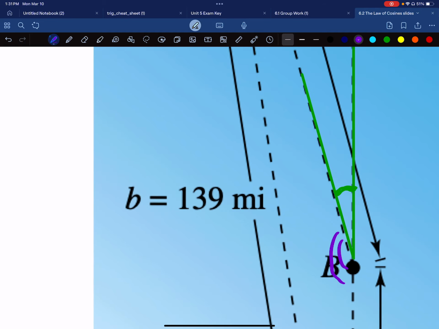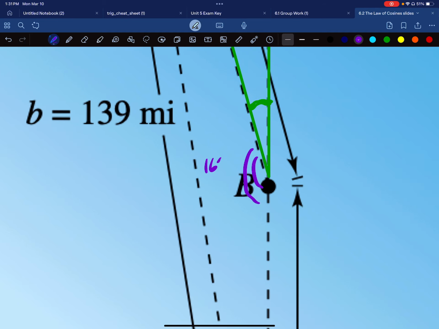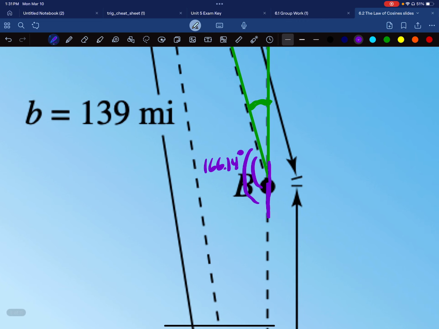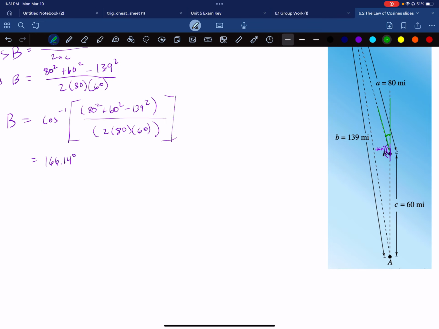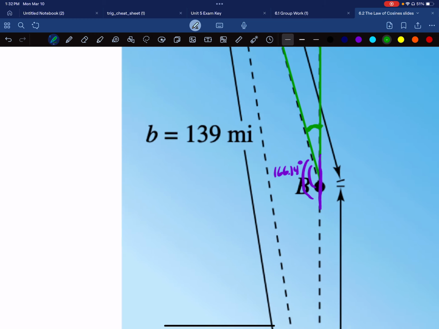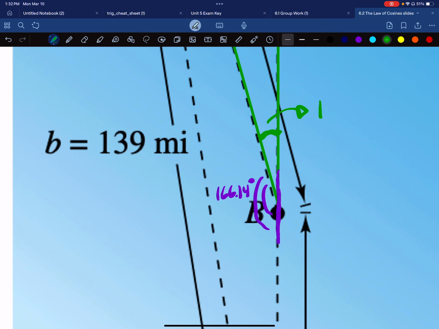So our angle B right here is 166.14. And notice that angle and that green angle make a straight line, so they are supplementary. So to find that green angle, I can just say 180 minus 166.14, and that's going to come out to 13.86. So the angle we're looking for is this, and that's 13.86.